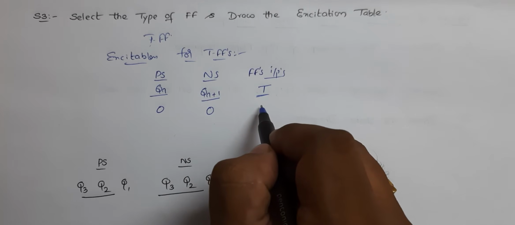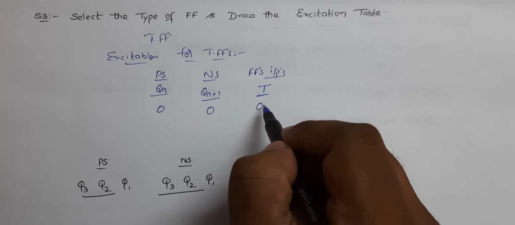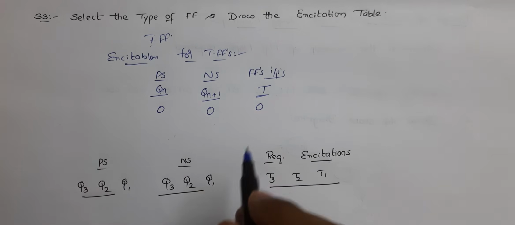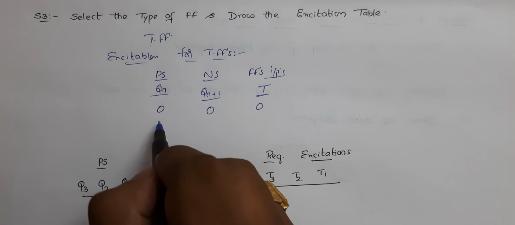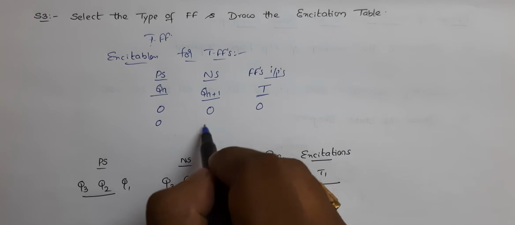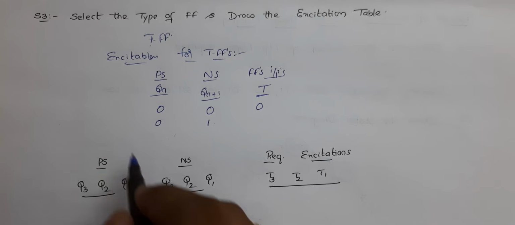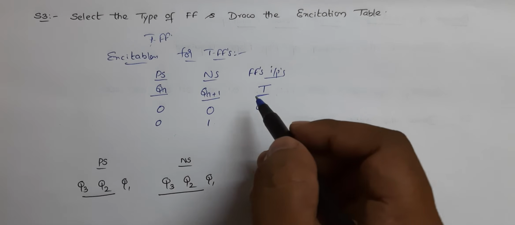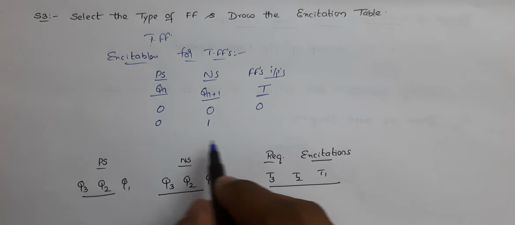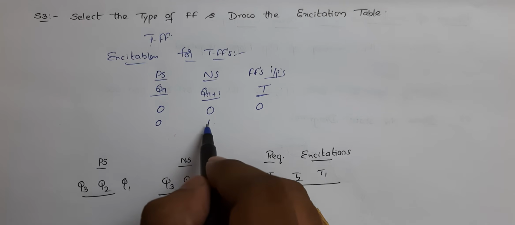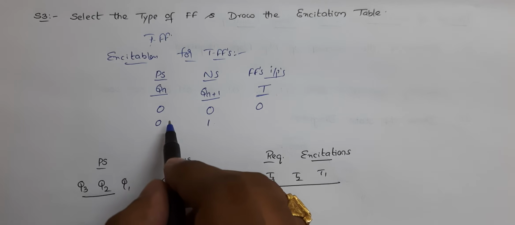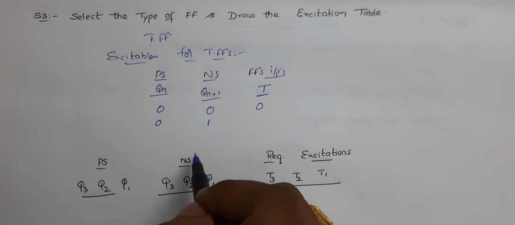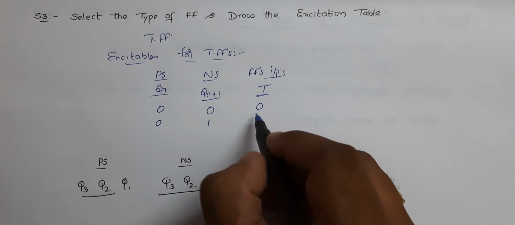So the input should be 0. When T is equal to 0, only then do both the present state output and next state output stay at 0, 0. Second condition: the present state is 0 and the next state is 1. So what is the required flip-flop input? Here there is a change in the output. If the present state output is 0, after applying the input the next state output changes from 0 to 1. So the required flip-flop input is 1.